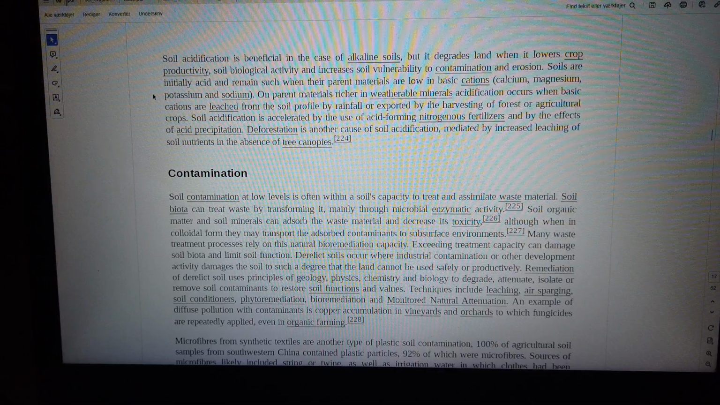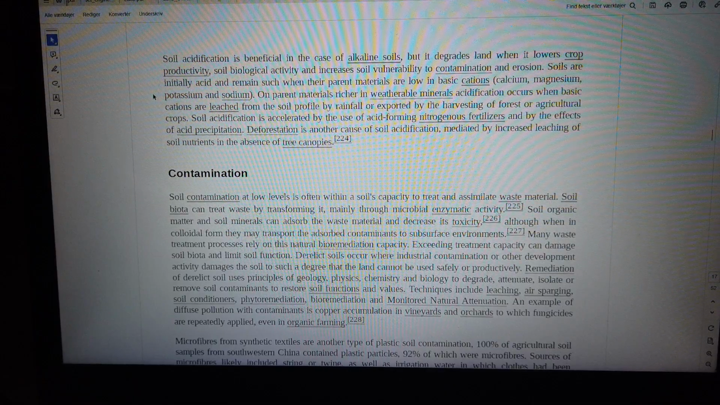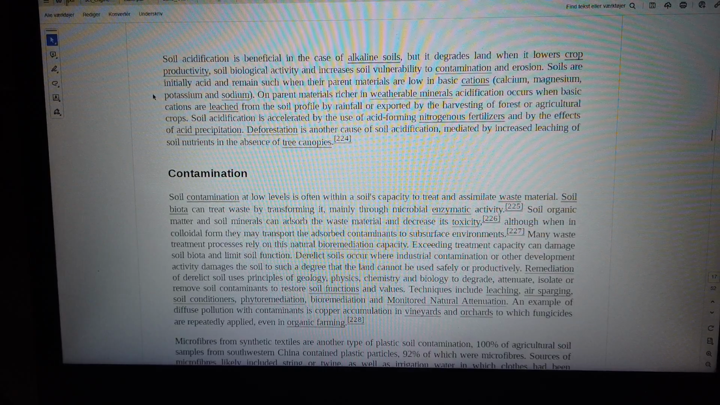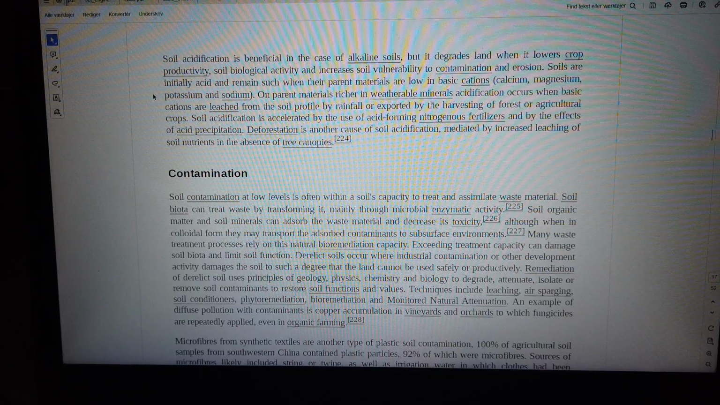Soil acidification is accelerated by the use of acid-forming nitrogenous fertilizers and by the effects of acid precipitation. Deforestation is another cause of soil acidification, mediated by increased leaching of soil nutrients in the absence of tree canopies.